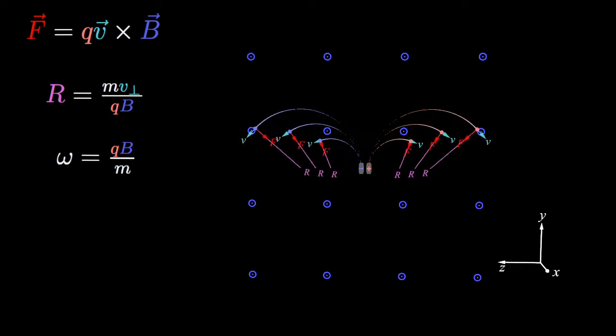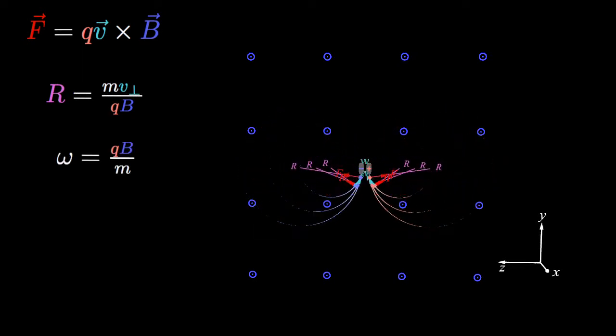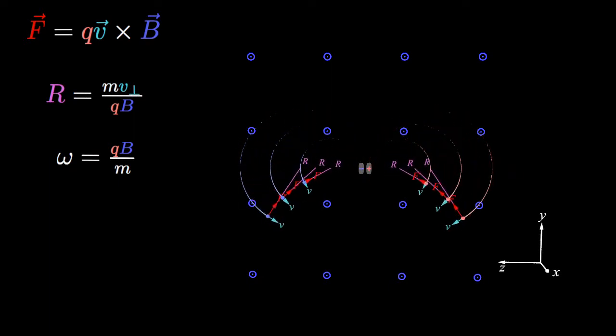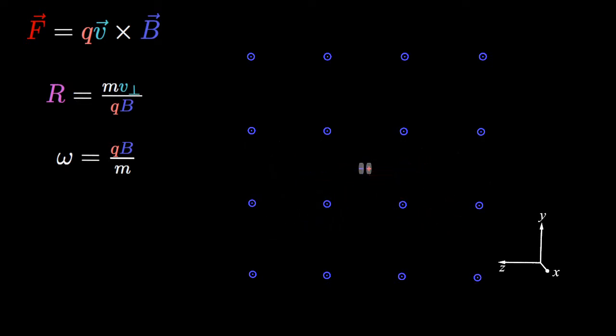Speed also affects the radius of the circular motion. However, the time it takes is not affected by the speed. The frequency of the orbits only depends upon the charge, the magnetic field strength, and the charge's mass.